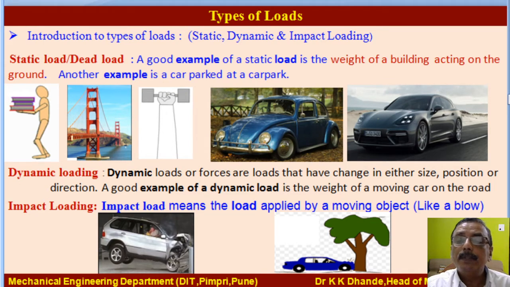The load is basically divided into 3 categories: static load, dynamic load and impact load. First, static load. Another name is dead load. A good example of the static load is the weight of a building acting on the ground. Or another example, a car parked at a car park, or you may say in a standing position.